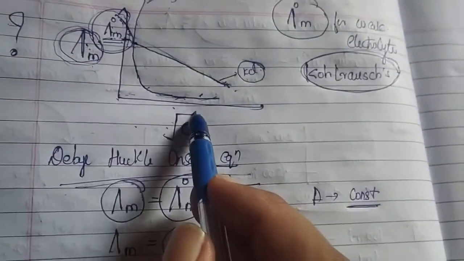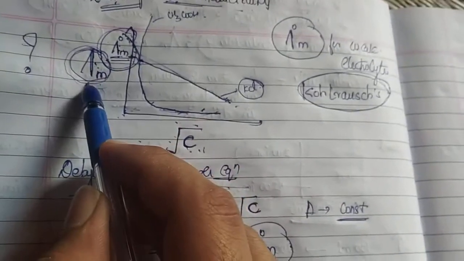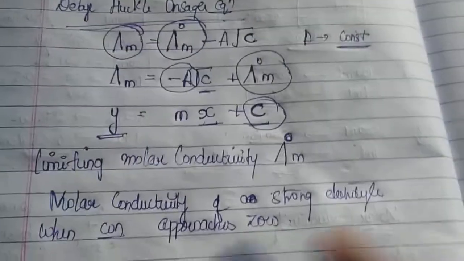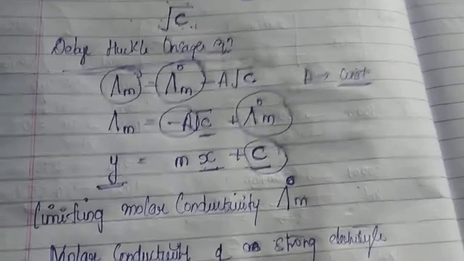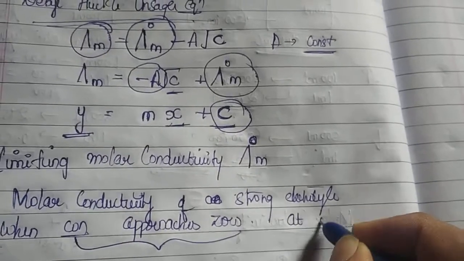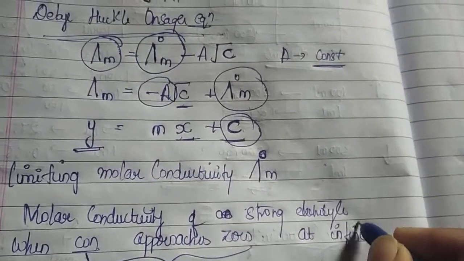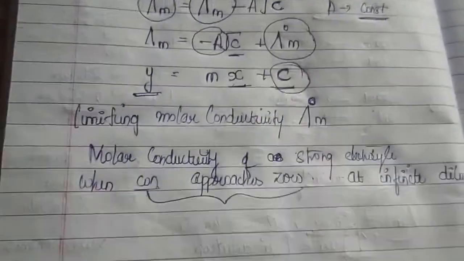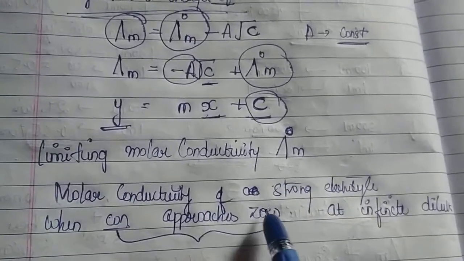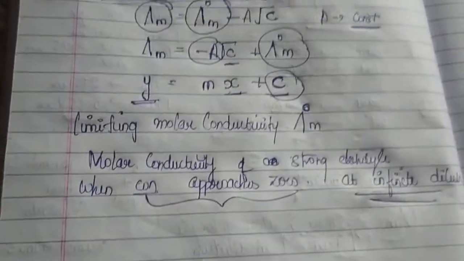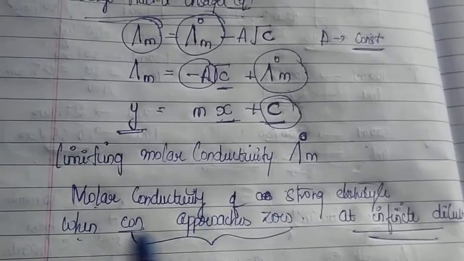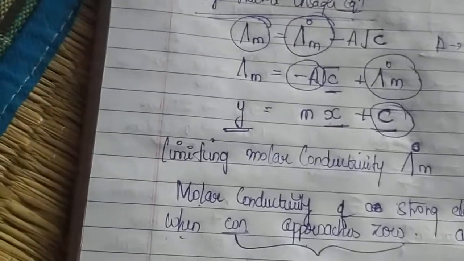So when concentration becomes zero, whatever molar conductivity we get is our limiting molar conductivity. This concentration approaches zero, we also use another word for it. That is called what? Infinite dilution. At infinite dilution. So concentration approaches zero or at infinite dilution. In simple words, how can you define? Molar conductivity at infinite dilution is also called limiting molar conductivity. Or you can also say molar conductivity when concentration approaches zero, both are the same. So you can use either words.